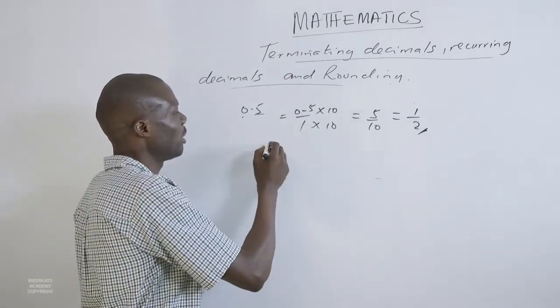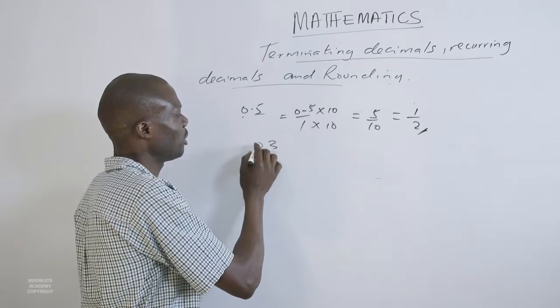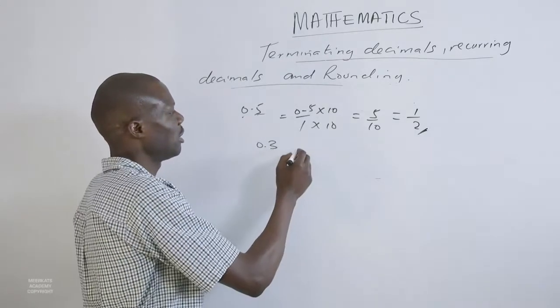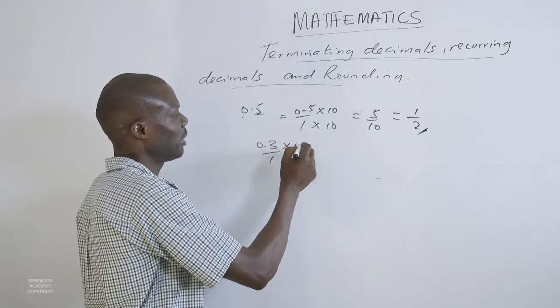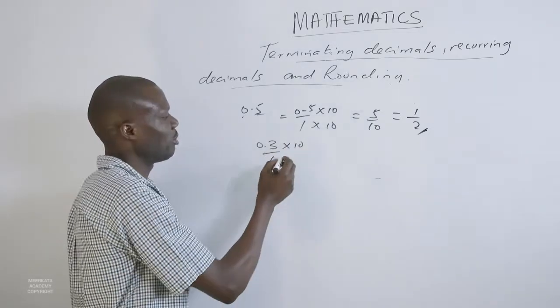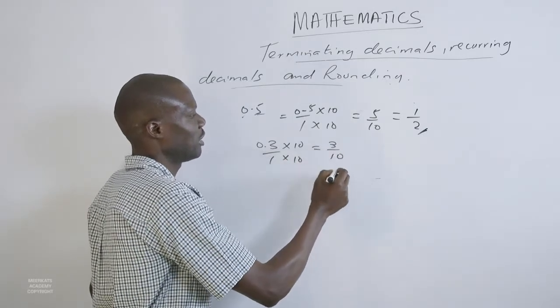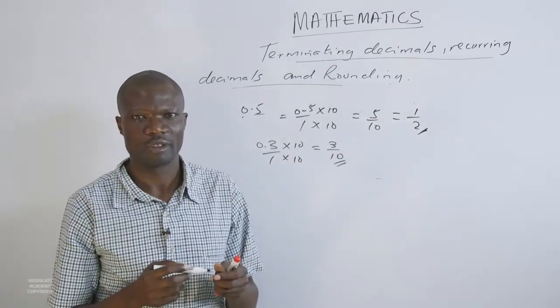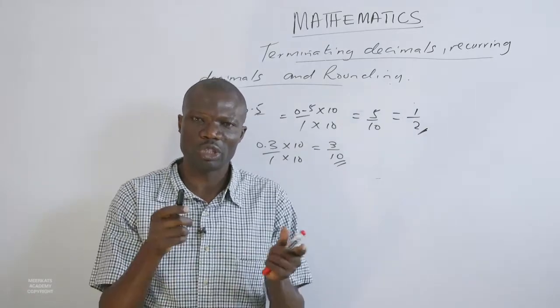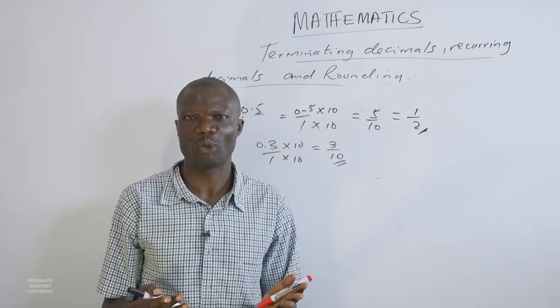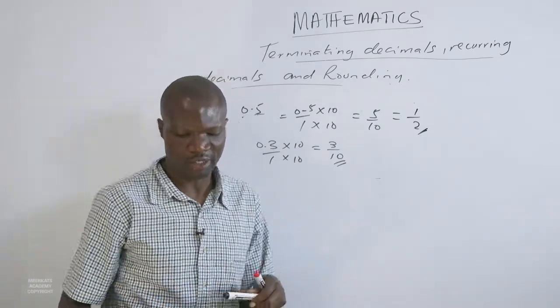If you have 0.3, this is again the same as over 1 multiplied by 10, because it is one decimal place. To multiply by 10, this becomes 3 over 10. The situation arises now. What about if this decimal was recurring? Will it give us the same answer?